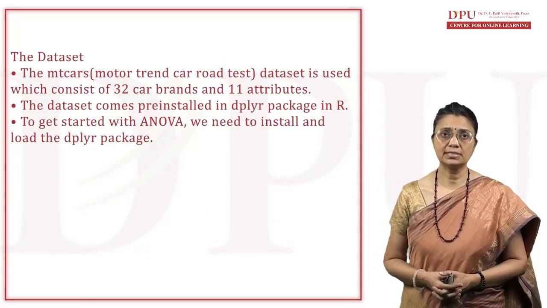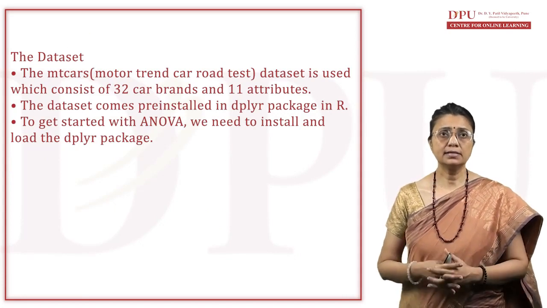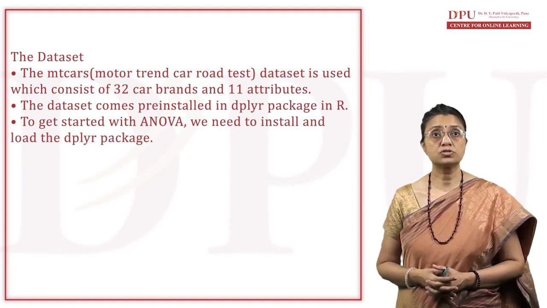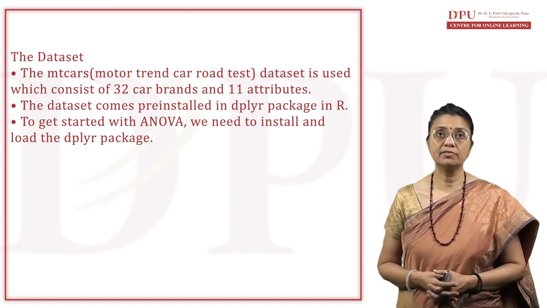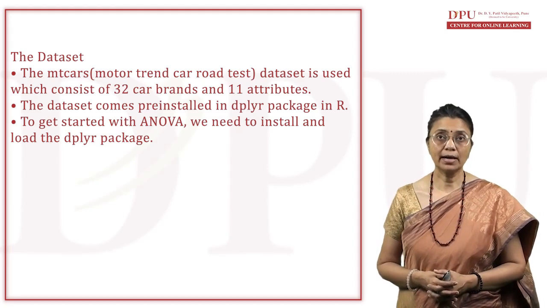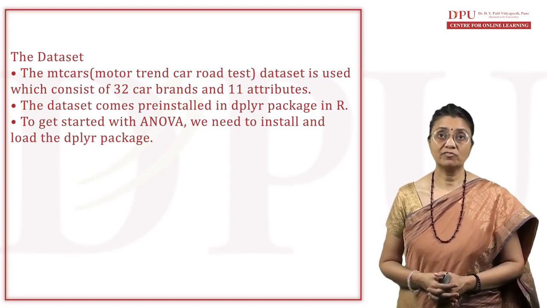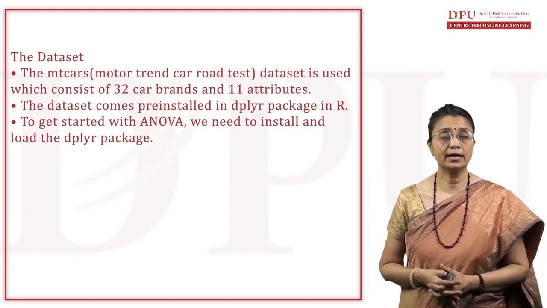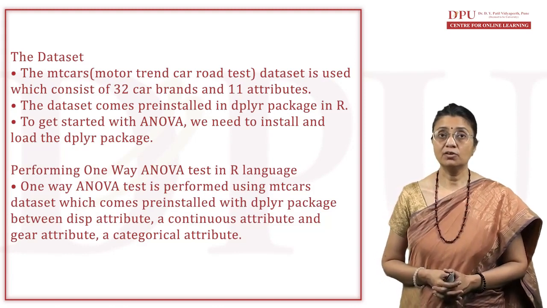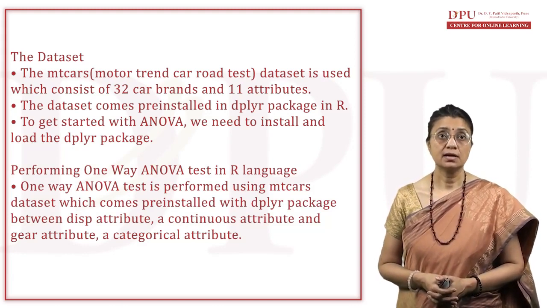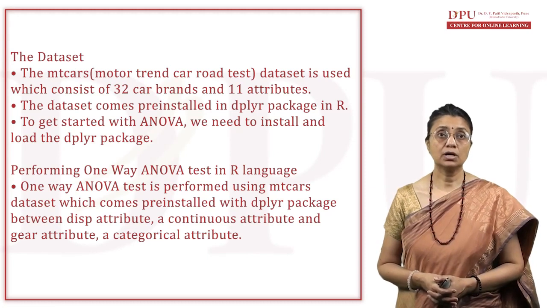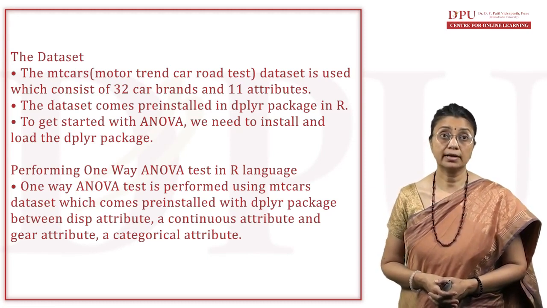Now, let's talk about our data set and see what is happening. The data set mtcars, which stands for Motor Trend Car Road Test data set, is used, which consists of 32 car brands and 11 attributes. The data set comes pre-installed in the dplyr package in R. To get started with ANOVA, we need to install and load the dplyr package. Performing a one-way ANOVA test in R is very simple. The one-way ANOVA test is performed using the mtcars dataset between the disp attribute, a continuous attribute, and the gear attribute, a categorical attribute.